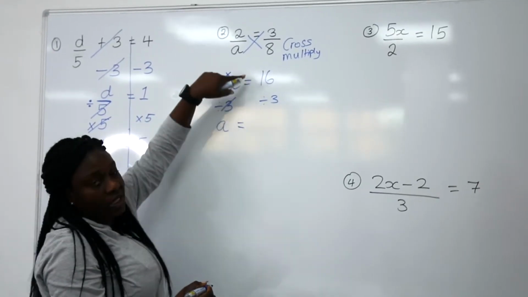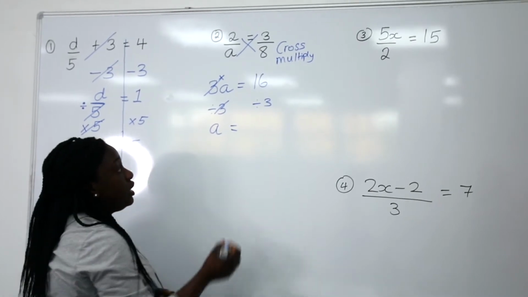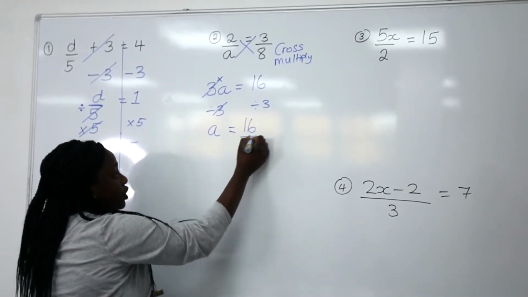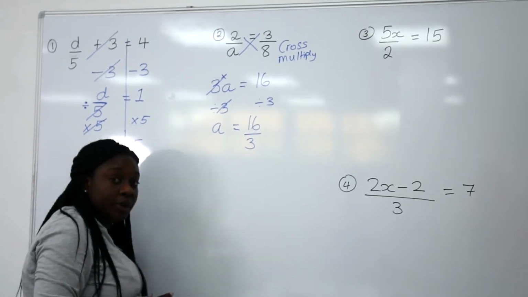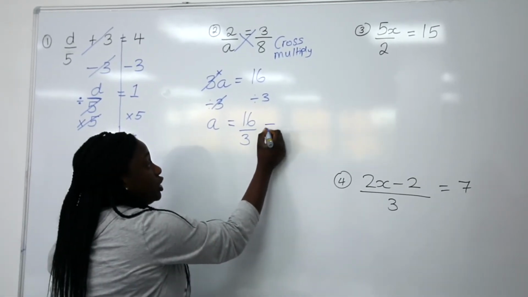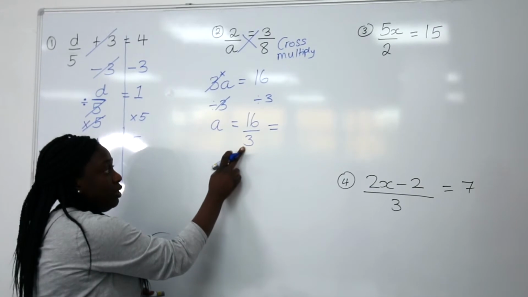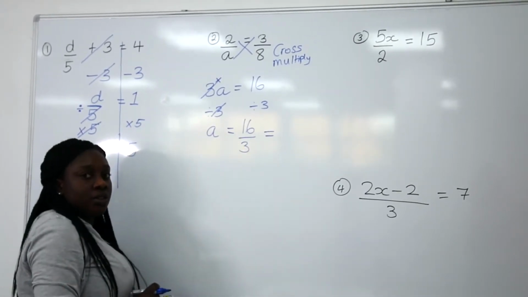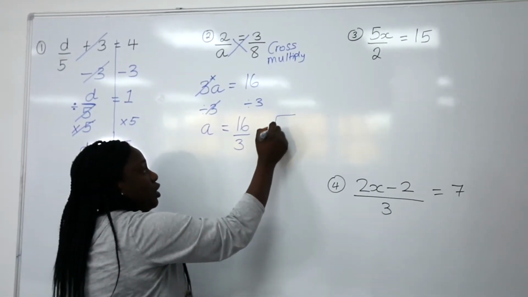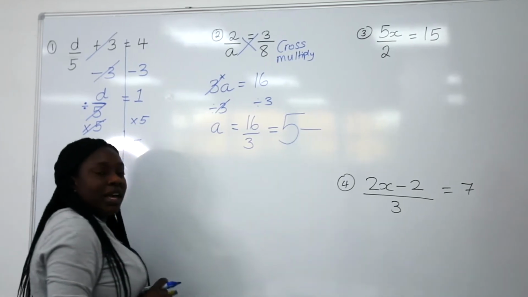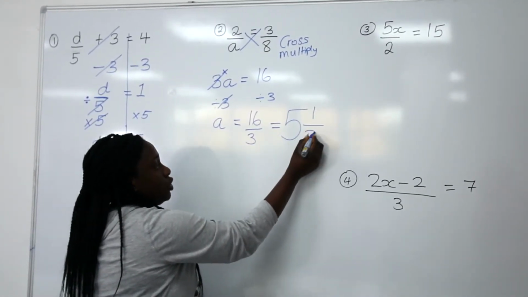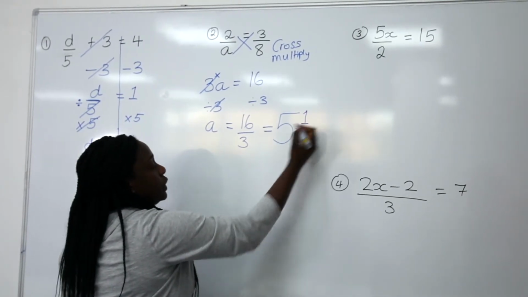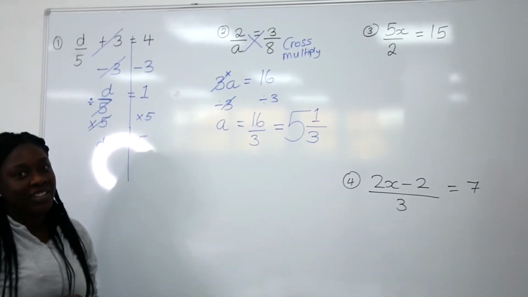We all know 3 doesn't go nicely into 16, so we can write this as a fraction. We get an improper fraction, which some people also call a top-heavy fraction. And we can change it into a mixed number by saying how many times 3 goes into 16. 3 goes into 16 5 times, and then we have a remainder of 1. And your bottom number will just stay 3. And that's our answer. Okay?